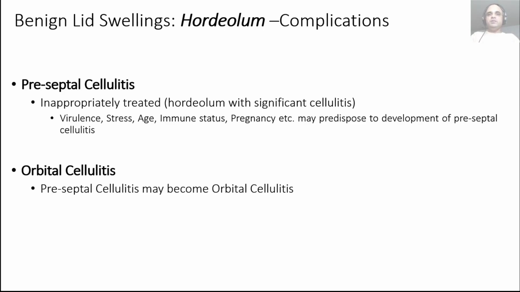There are certain factors that predispose a patient to developing a preseptal cellulitis. It includes virulence of the organism, the level of stress the patient has, the age of the patient. Extremes of ages are obviously more predisposed. The immune status of a patient, whether the patient is pregnant or not. So all these factors may predispose a patient to developing a preseptal cellulitis. It is possible for a preseptal cellulitis to become an orbital cellulitis, which can be sight and life-threatening. So it's really important to deal with those, and we'll talk about those at the end of this theme. So you'll get to know more about these types of cellulitis then.